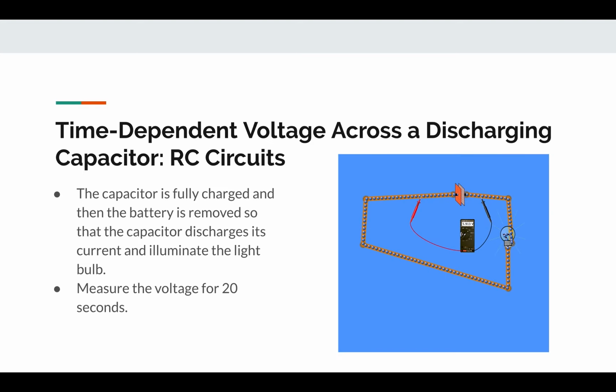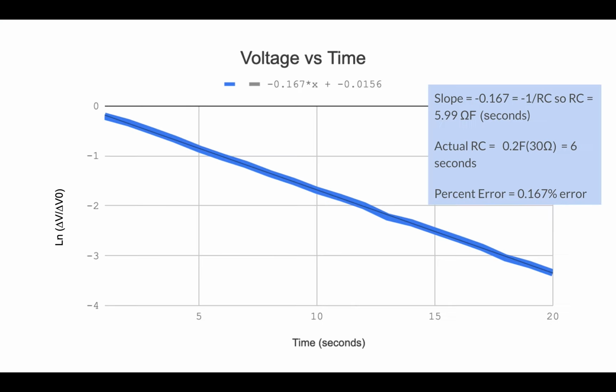We have a 0.2 farads capacitor, a 9 volt battery, and a 30 ohm light bulb here. The capacitor is fully charged, and then the battery is removed so that the capacitor discharges its current and illuminates the light bulb. We measured the voltage for 20 seconds and graphed out the results on the next slide.